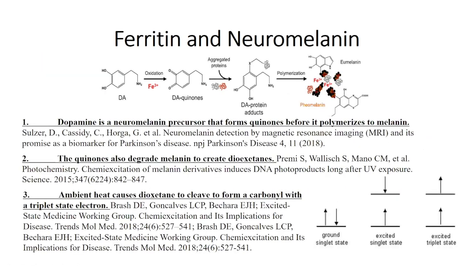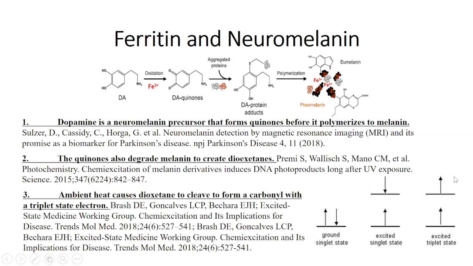In addition to contributing to the formation of NMOs, dopamine also contributes to the formation of triplet electrons. The quinones that are formed from dopamine can also degrade the melanins into dioxetanes, which cleave at room temperature to form carbonyl with a triplet state electron. Triplet state electrons are high energy electrons that are prevented from dropping to the next lower energy state because they have the same spin as the electron in that lower energy state.